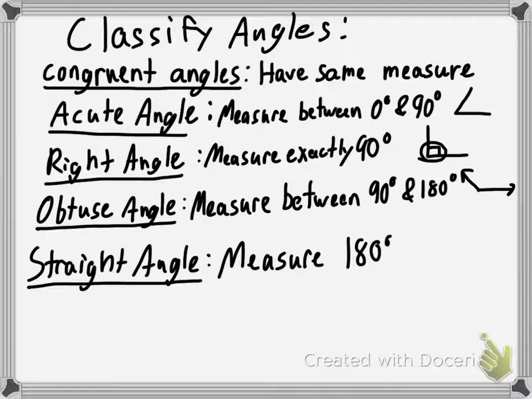And a straight angle has a measure of exactly 180 degrees. And they look like this. That is a straight angle. What else does a straight angle look like? Well, it's a line. So all lines are basically straight angles.